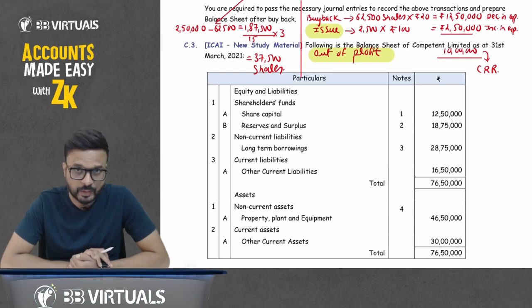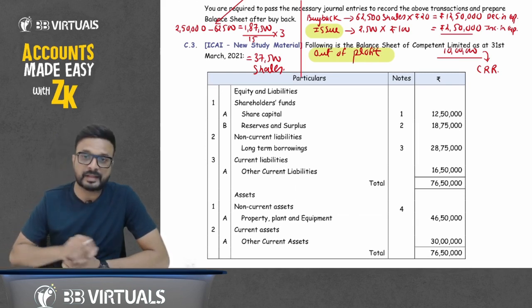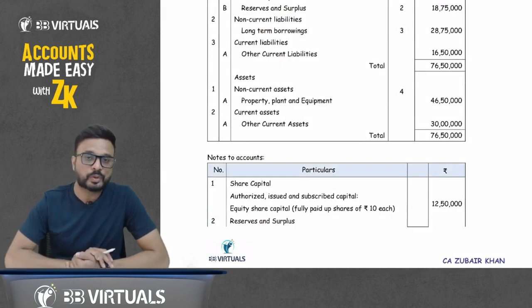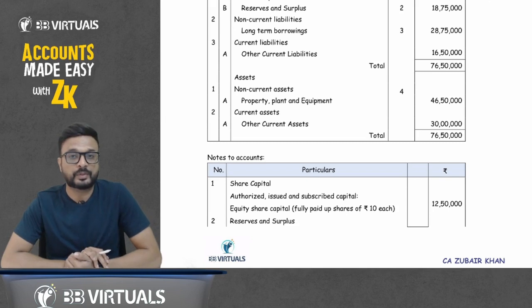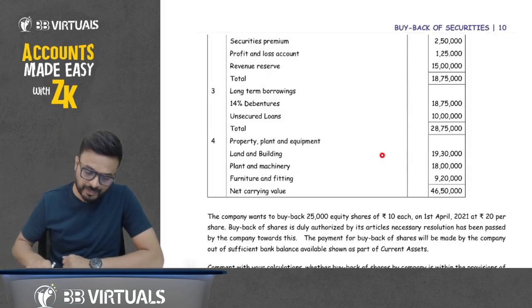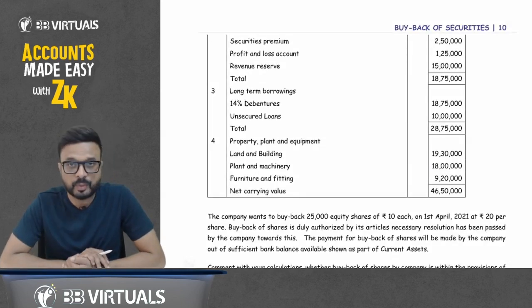Now the asset side: non-current assets, property, plant and equipment, note 4, 46,50,000. Current assets, other current assets, 30 lakhs, totalling 76,50,000. The notes to accounts: first, share capital, authorized, issued and subscribed capital, equity shares, fully paid up shares of rupees 10 each, totalling 12,50,000. Reserves and surplus: securities premium 2,50,000, profit and loss account 1,25,000, revenue reserve 15 lakh, total 18,75,000.